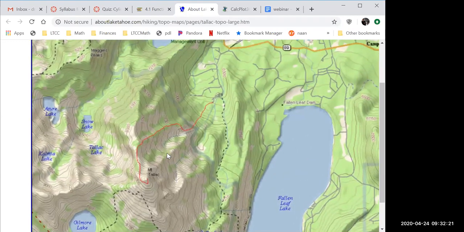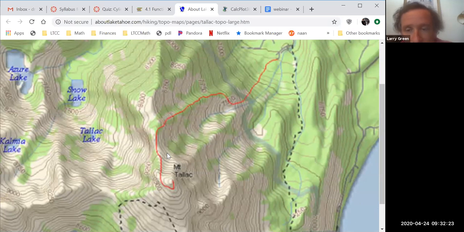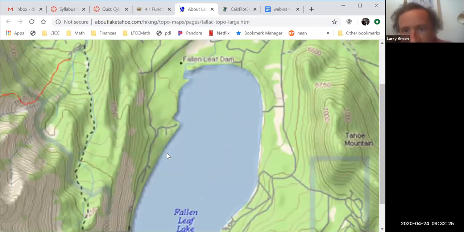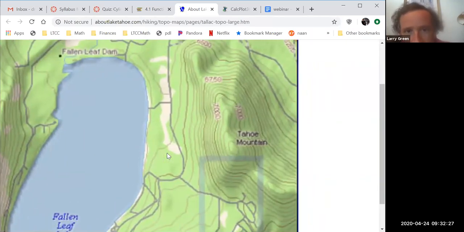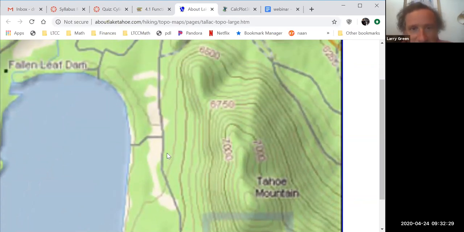Okay. In fact, I can zoom in and that might make it a little easier to see. Let's go to Tahoe Mountain. I think that's the best because that one actually has some real interesting elevation. So for example, we see this one curve that's 7,000. Okay, so that is a specific curve. What does that mean in terms of the function?